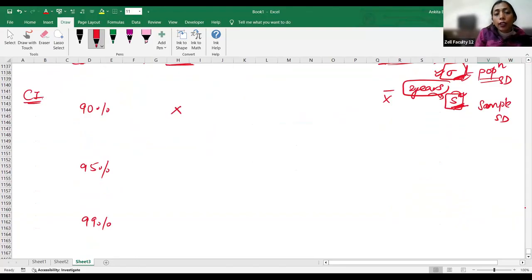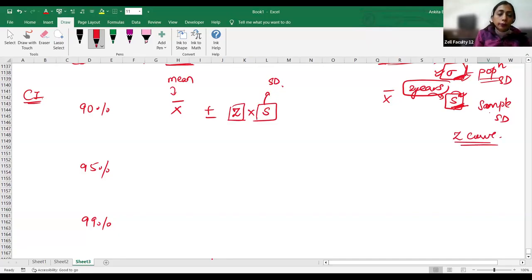By using a formula, which is x bar plus minus, because it's an interval that we are talking about, plus minus a value of z into the standard deviation. If I'm taking a sample, I'll write S. If I'm using a population, I'll write sigma. Where x bar, you know, is the mean value and S here is the standard deviation. Now what is this value Z? So remember I told you that the normal curve is also known as the Z curve.